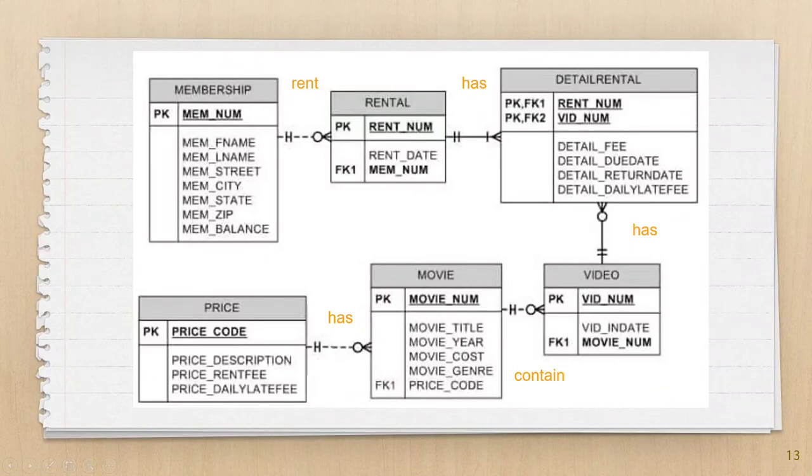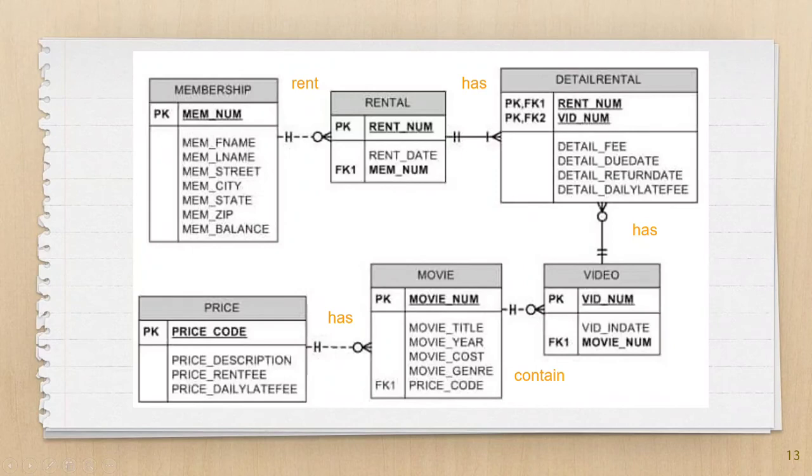The next table is rental. This table is for when members rent the movies. It contains the primary key, rent number, and entities rent date, and the foreign key, member number from the table membership. The next table is price. It contains the primary key, price code, and entities price description, price rent fee and price daily late fee. Then the next table is movies. This table contains the primary key, movie number, and entities movie title, movie year, movie cost and movie genre, and lastly the foreign key, price code from the table price.